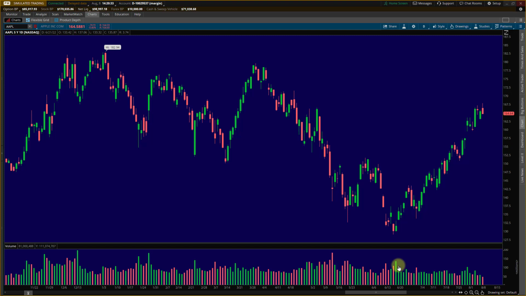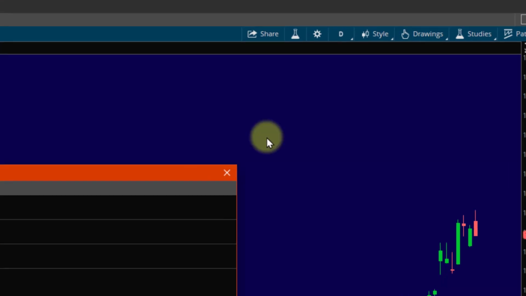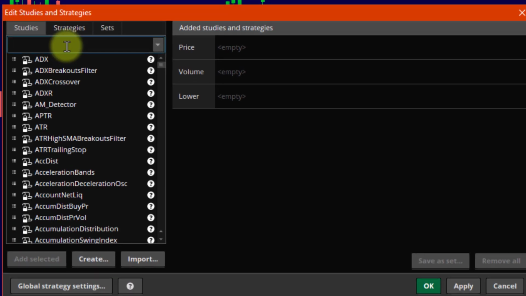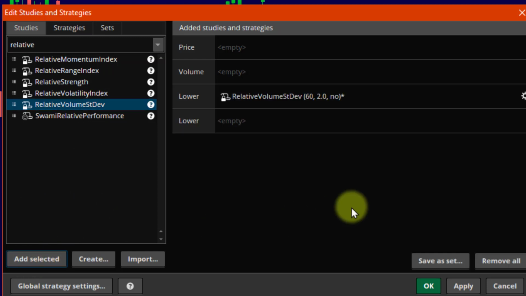So if you wanted to put relative volume on your ThinkorSwim charts, here's how you do it. Come up here to Studies, left mouse click, and one of the easiest ways is to go to Edit Studies, and just over here type in relative. So if you type relative, right there you should see relative volume standard deviation. This is your relative volume, and it also allows you to put the standard deviation on. Left mouse click there, choose Add Selected. It's going to bring it over here to the right.